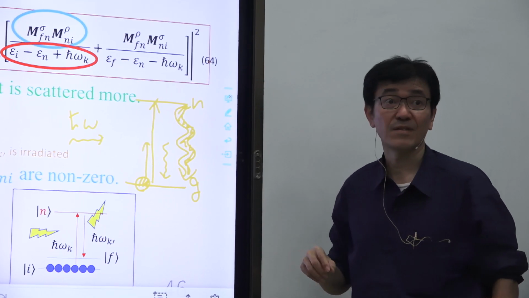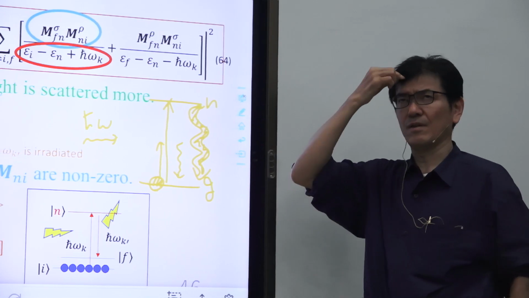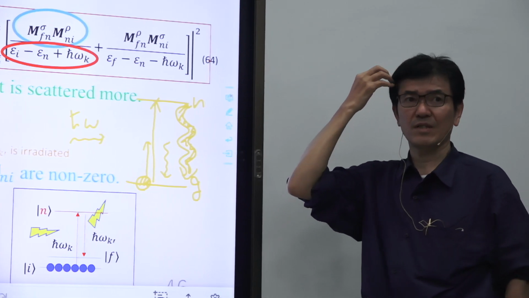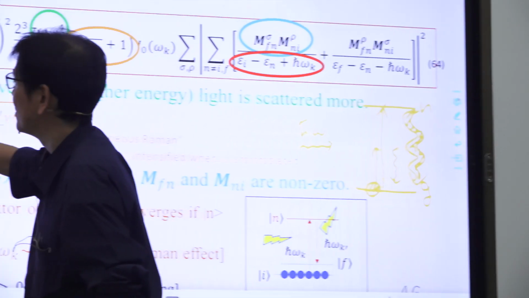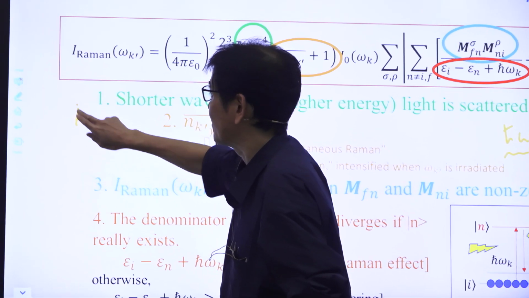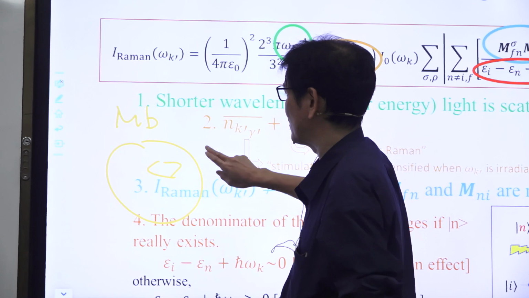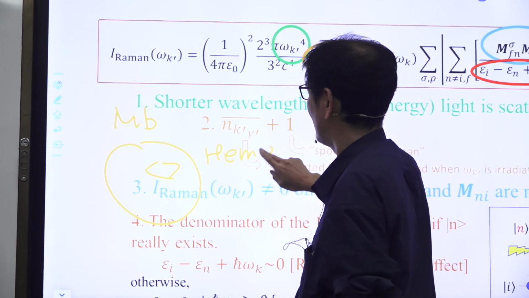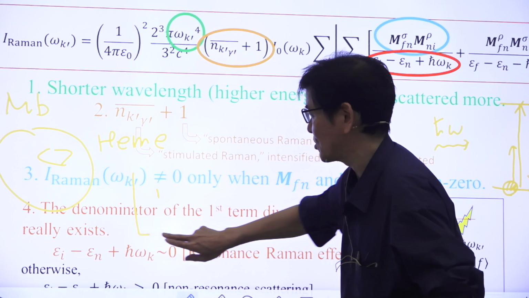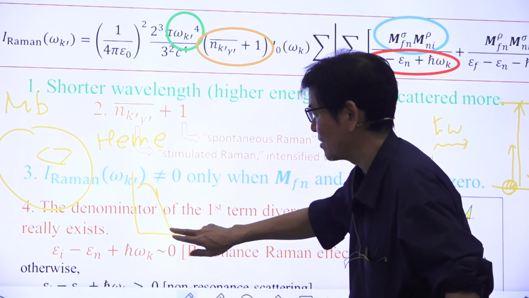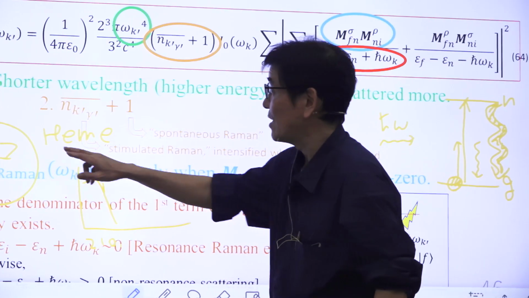So this is a resonance effect, so-called resonance effect. During these 5 days lecture, I will introduce some examples. Myoglobin is a protein, and it contains heme. The protein part has absorption near 210 or short wavelengths.